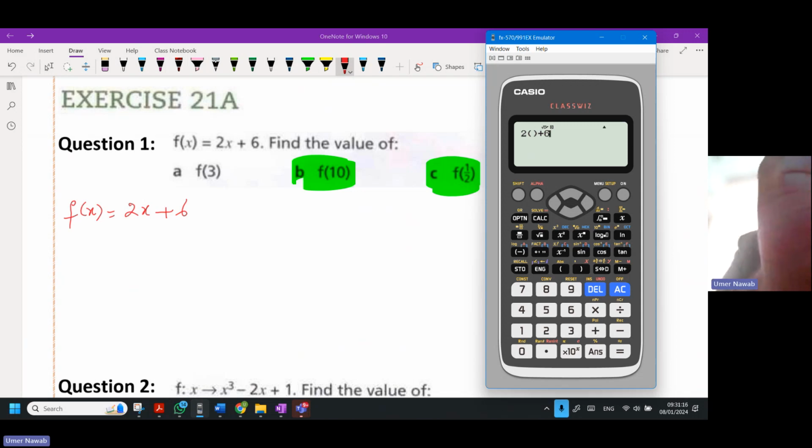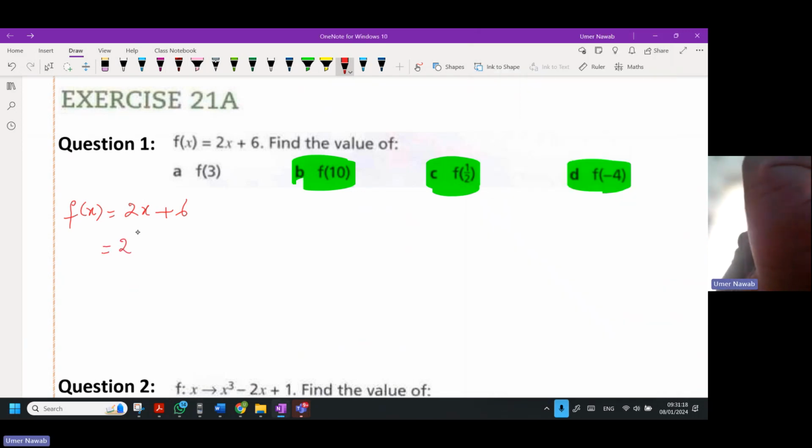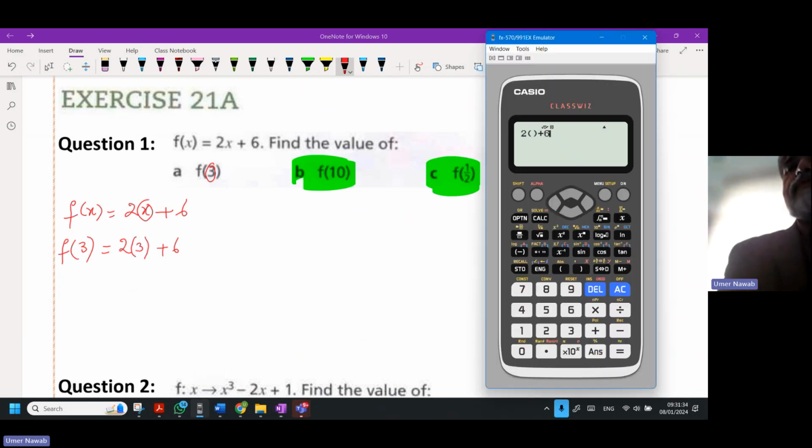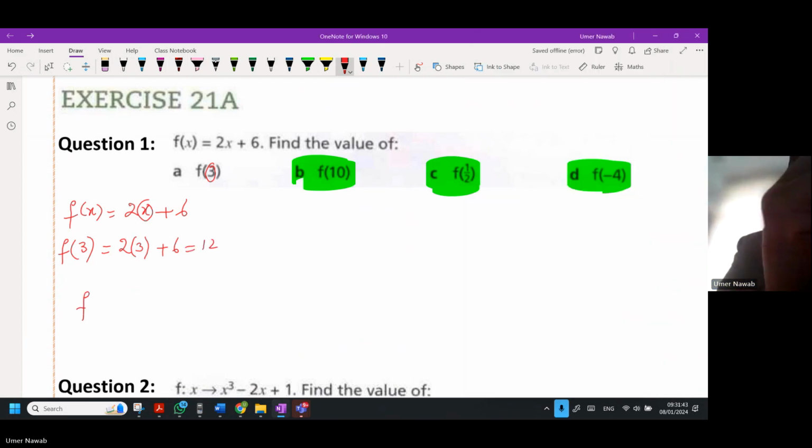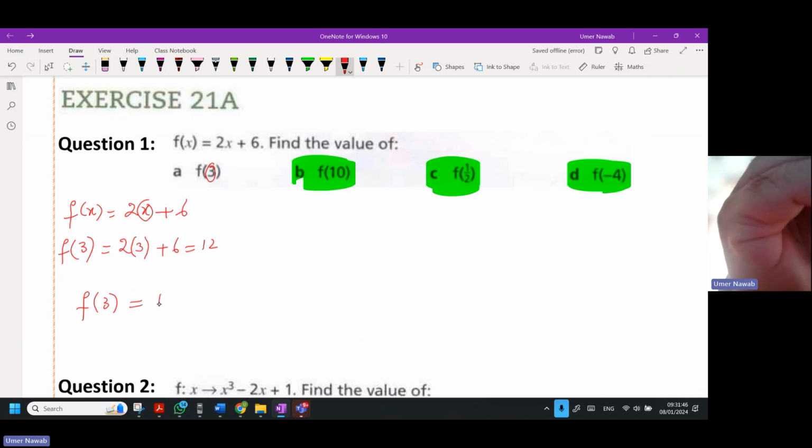Got it? And I do the same thing here. 2 in the place of x, I put a bracket open close plus 6. So boys, check that. What is the value of x you have? I have 3. So replace x by 3. I'm ready to find my output. And I'm doing the same thing in the calculator, guys. It gives me 12. So my answer is 12. Input is 3, output is 12. And this is the thing which I want to find.